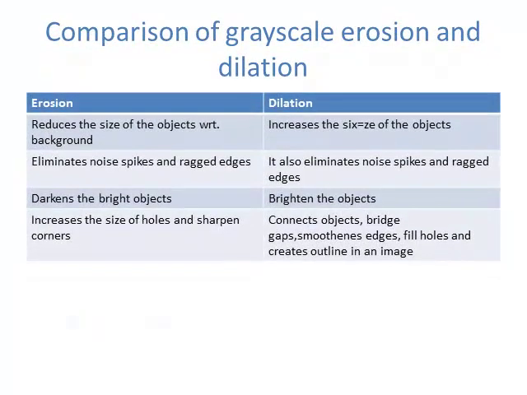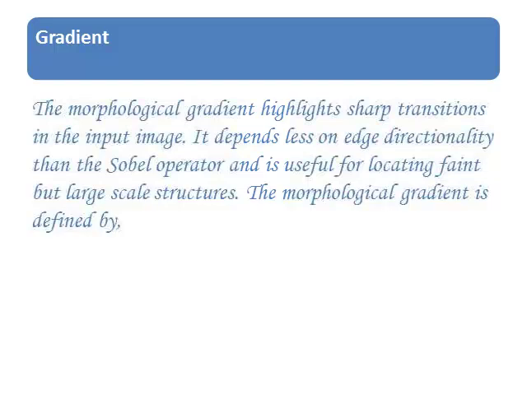Comparison of grayscale erosion and dilation. Erosion reduces the size of an object with respect to background. Dilation increases the size of the object. Erosion eliminates noise spikes and ragged edges. Dilation also eliminates it. Erosion darkens the bright object in the Sobel operator and is useful for locating faint but large scale structures.